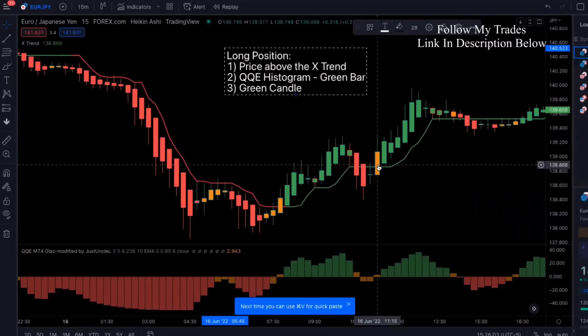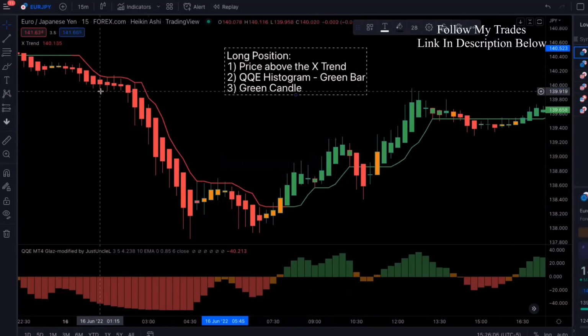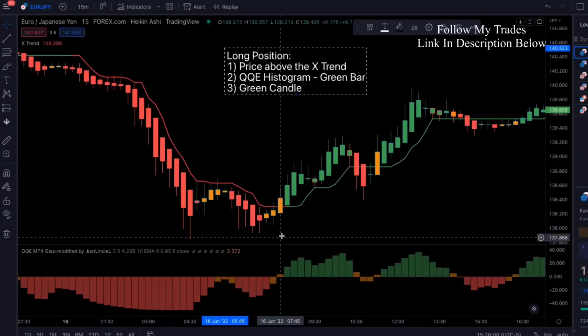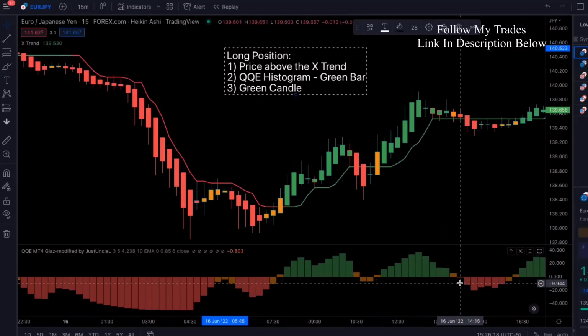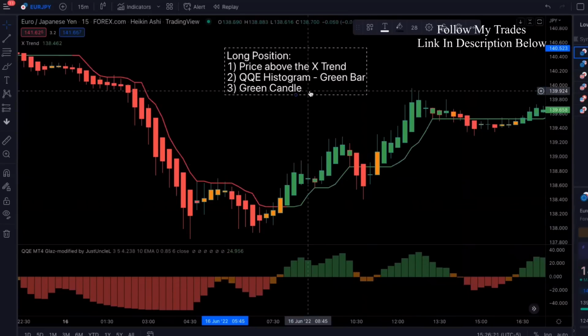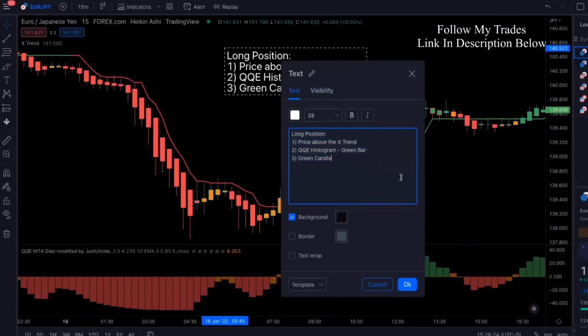So that's going to be the strategy, or at least the rules for the strategy. Now, where are you going to set the take profit and stop loss on these? So what I like to do is put the stop loss right below the latest swing low, and you're going to take profit when the QQE histogram shows a red bar. Okay. So let's add that to the notes too. Stop loss below latest swing low, take profit, QQE histogram, red bar. All right.